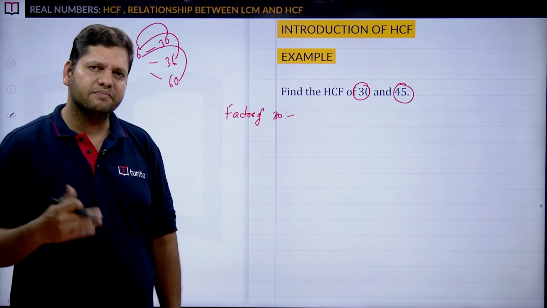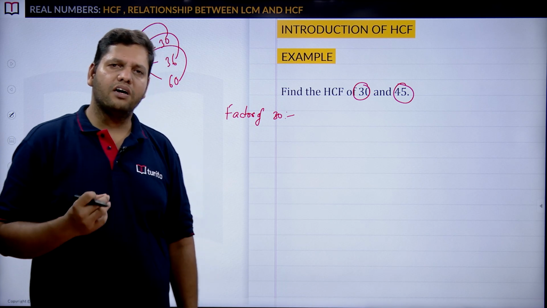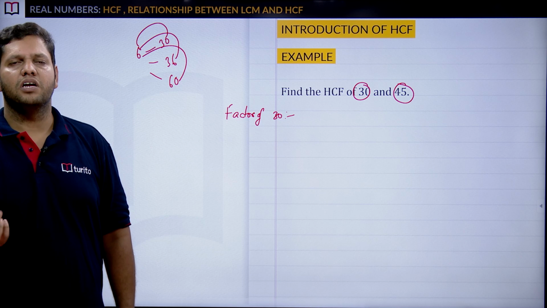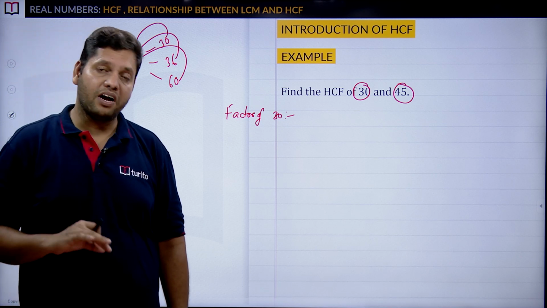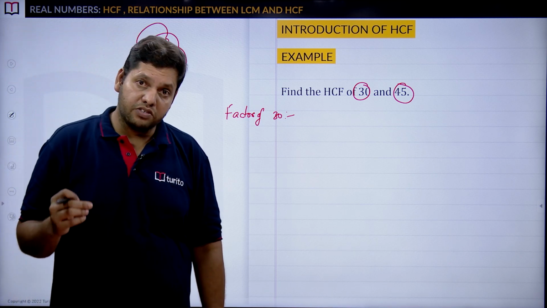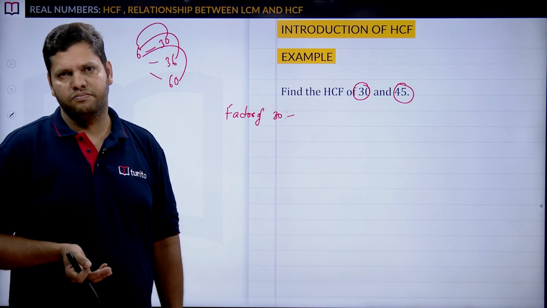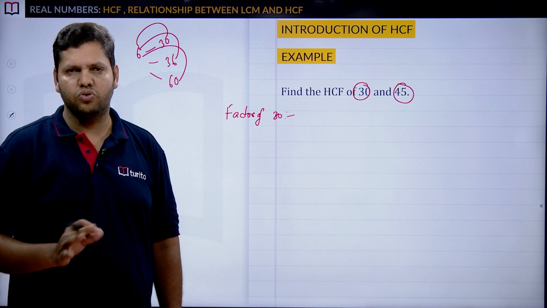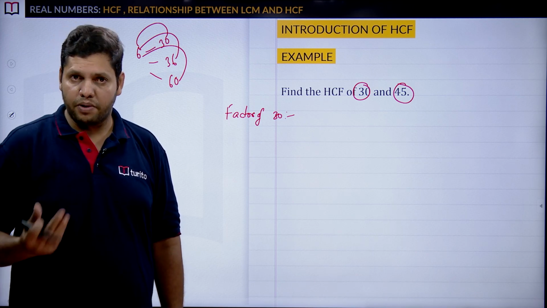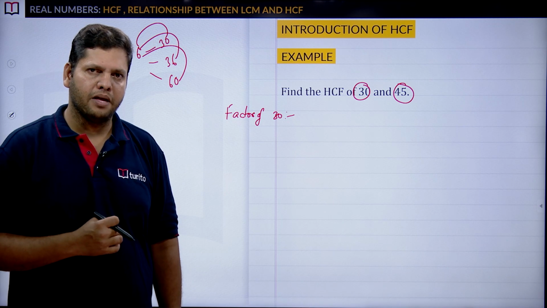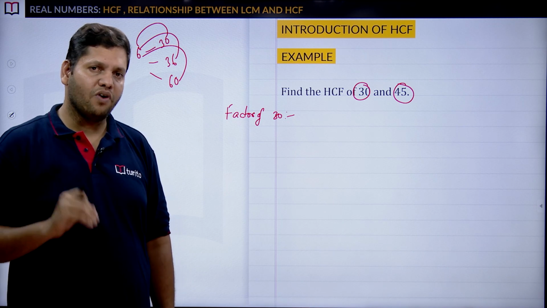Think, children, how many factors can we write for a single number? If the number is a prime number, how many factors can you write? If the number is a composite number, how many factors can you write? Any idea, children, regarding these two? If a number is a prime number, you can write exactly 2 factors. That means the number and 1.